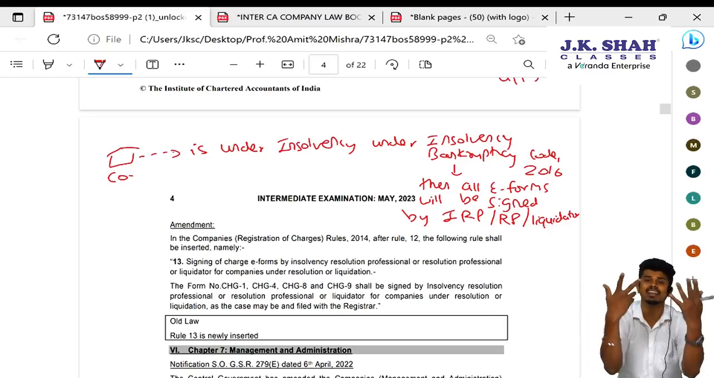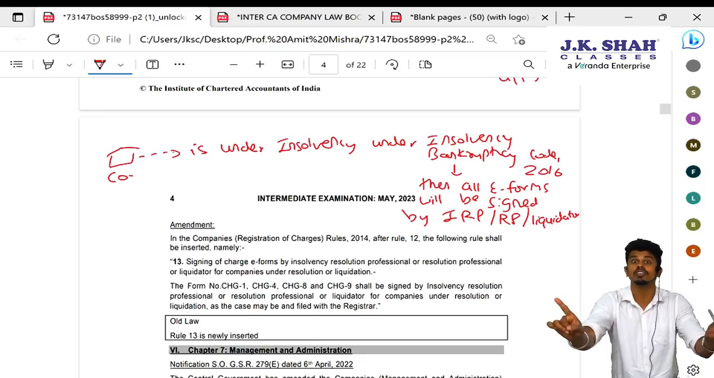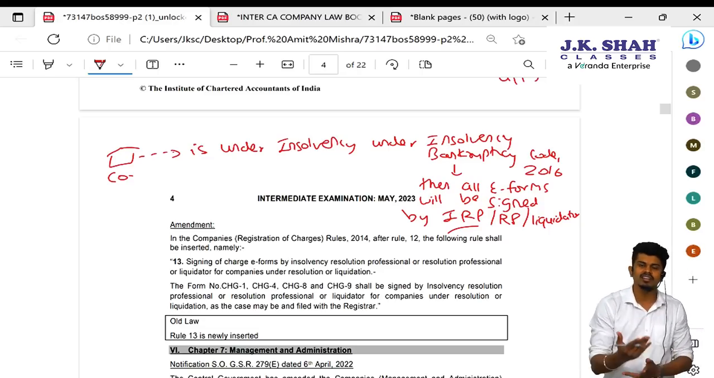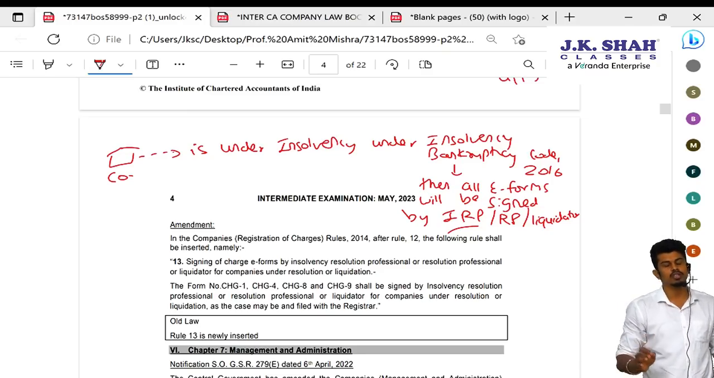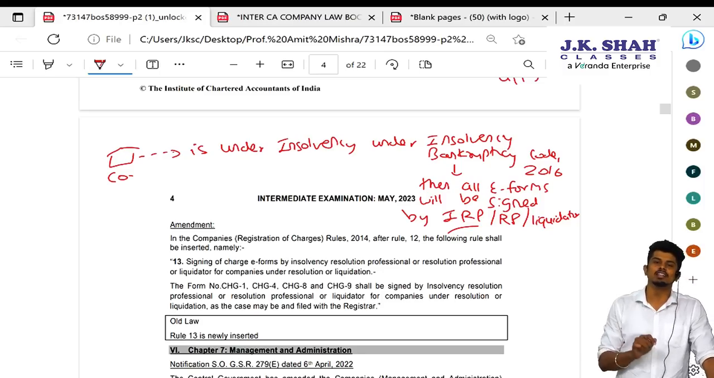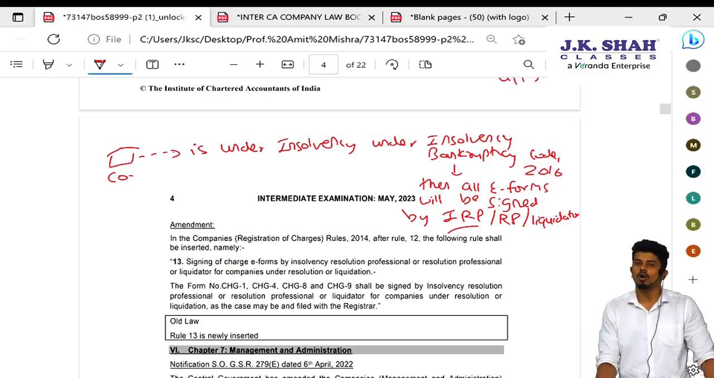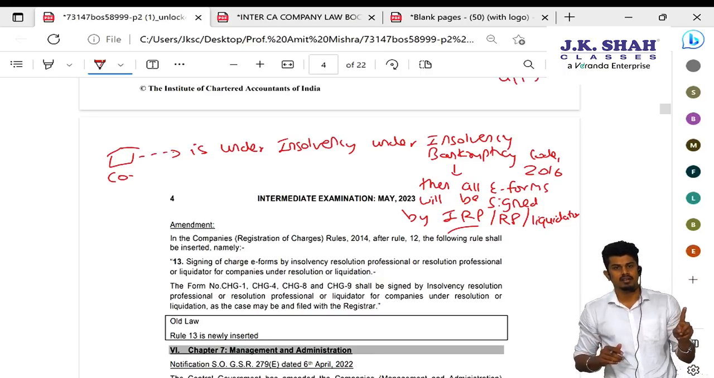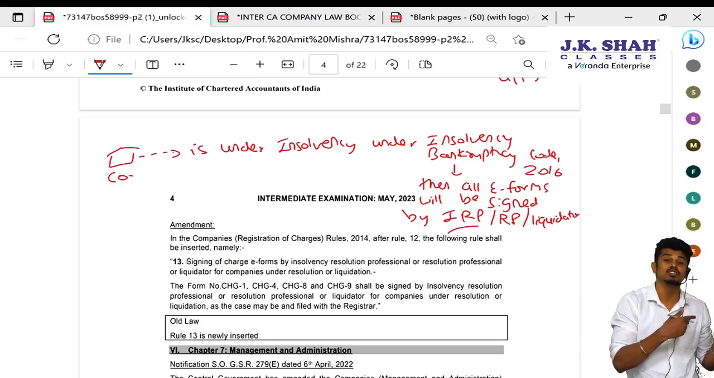So if Jet Airways is creating any charge, then that charge will not be signed by the officers or directors of the company. It will be signed by the insolvency resolution professional or a resolution professional or liquidator. Now, the insolvency resolution professional or resolution professional are the persons responsible for revival of the company under the Insolvency and Bankruptcy Code. They are appointed to manage everything. So they will sign all the e-forms under the registration of charges chapter. That is CAG1, application for registration of charge in normal cases. CAG-9, application for registration of charge in case of debentures.